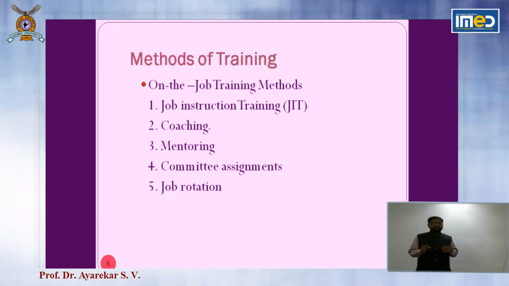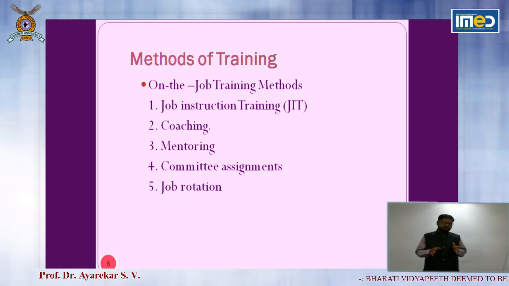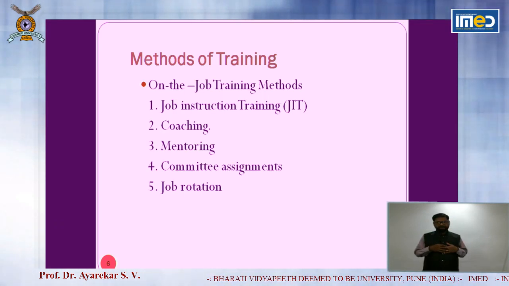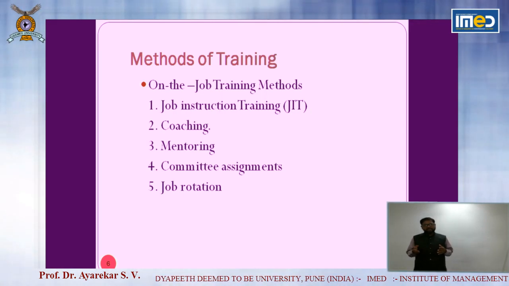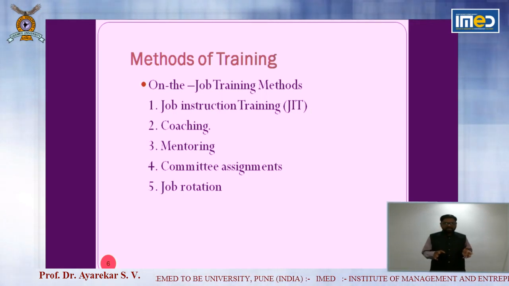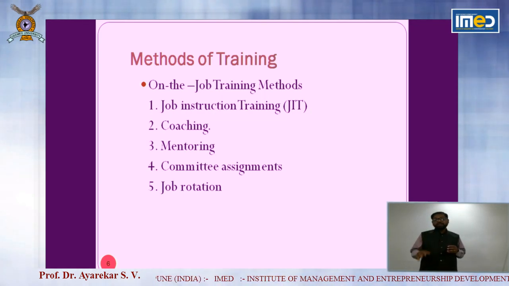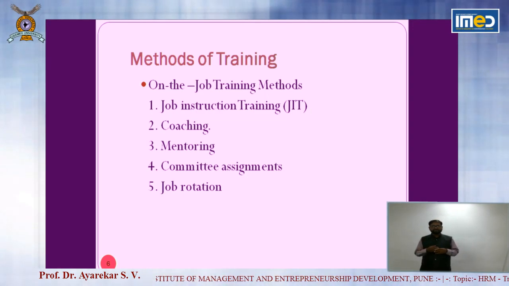Training will be given to the trainee at his workplace on the job. If he is working in an office, training will be given at his workplace. Suppose an individual is working on an assembly line, training will be given at the assembly line, at his workplace. This is called on-the-job training. And there are 5 different methods available for that.